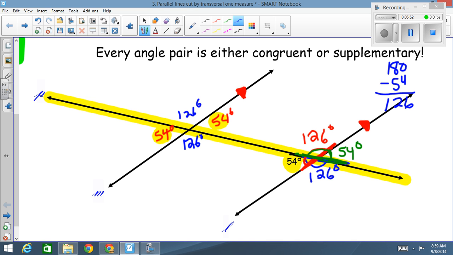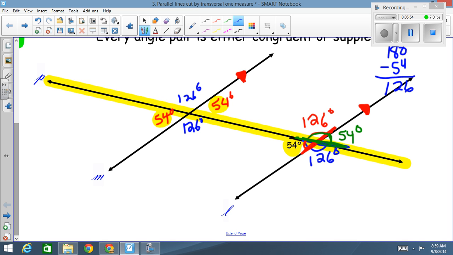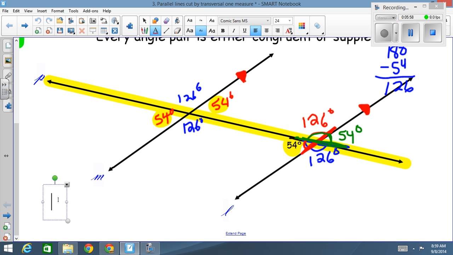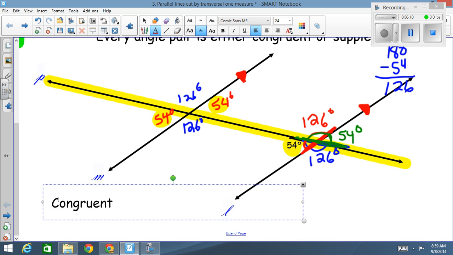So here's what this gives us. This gives us a list. It gives us a couple different lists, and these are very, very important, so make sure you write these down. It gives us a list of special angle pairs that are going to be congruent, and then there's going to be another list that are going to be, if I can type, supplementary. All right, so let's go ahead and let's jot these down.